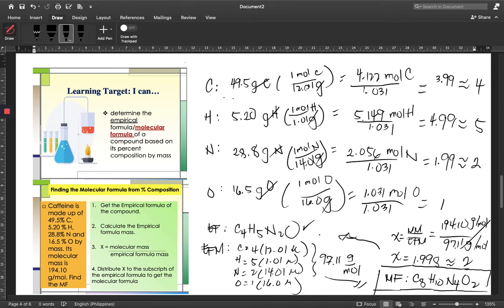All right, so as a review, we get the empirical formula here. We get the empirical formula mass, and we get our multiplier x, and multiply the multiplier to our empirical formula, so that we end up with our molecular formula.